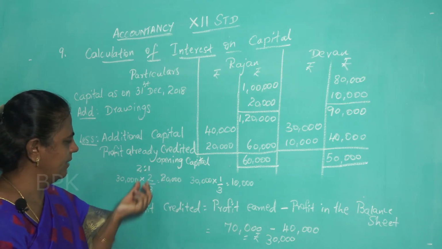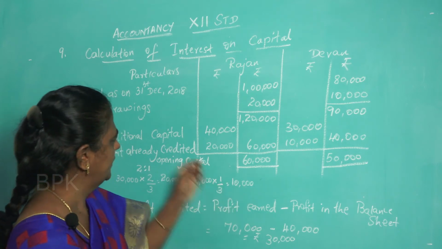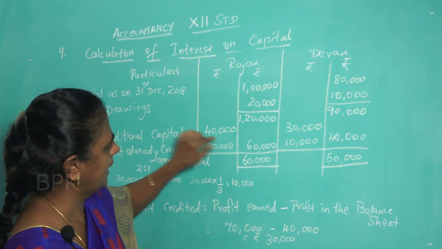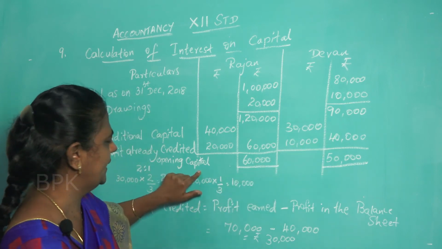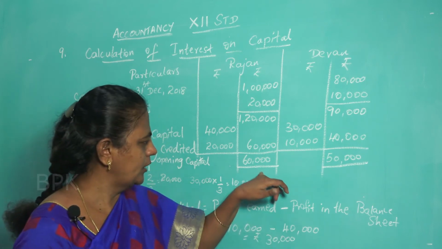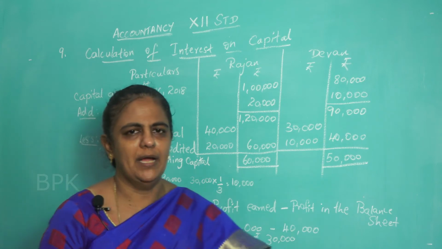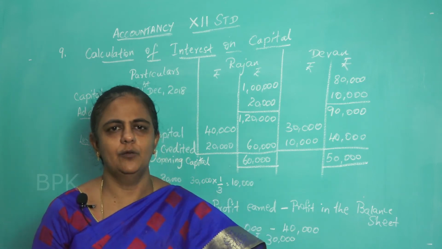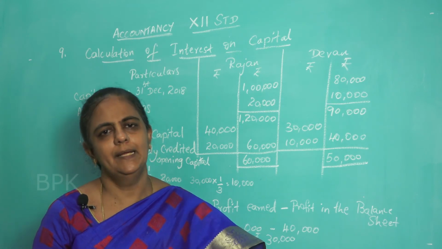So, that when you are dividing, the first one will get 20,000, second one will give 10,000. Then add these two and deduct here. So, in minus you will get the opening capital or the capital at the beginning. Now, you got opening capital now 60,000, 50,000. Next, what you have to do? Next, after calculating opening capital, you have to calculate interest on the opening capital.